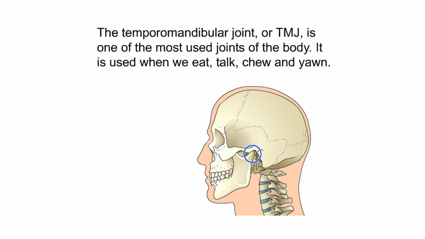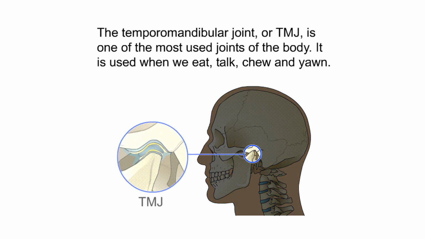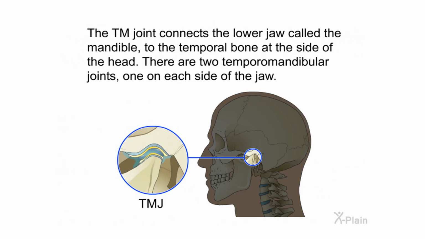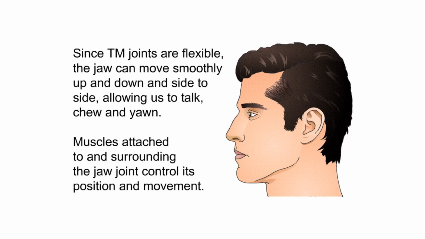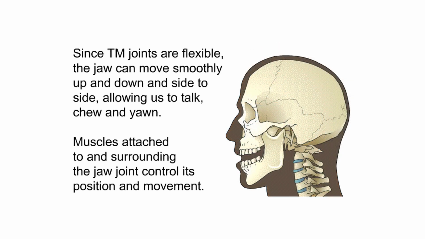The temporomandibular joint, or TMJ, is one of the most used joints of the body. It is used when we eat, talk, chew, and yawn. The TM joint connects the lower jaw, called the mandible, to the temporal bone at the side of the head. There are two temporomandibular joints, one on each side of the jaw. Since TM joints are flexible, the jaw can move smoothly up and down and side to side, allowing us to talk, chew, and yawn. Muscles attached to and surrounding the jaw joint control its position and movement.